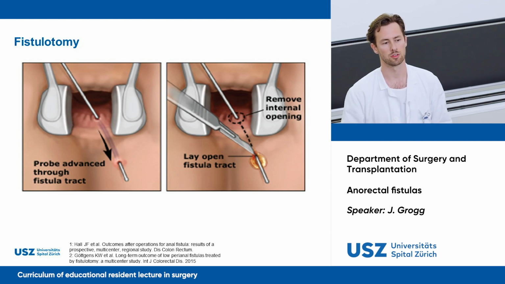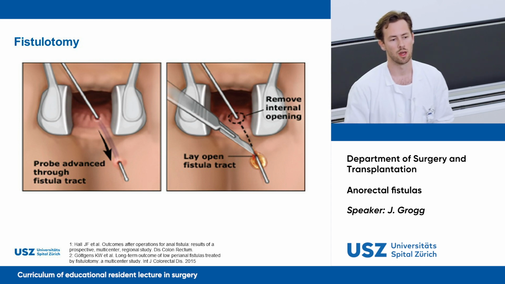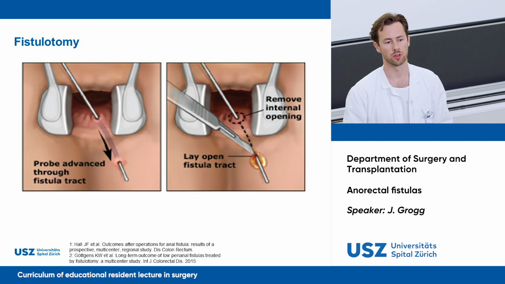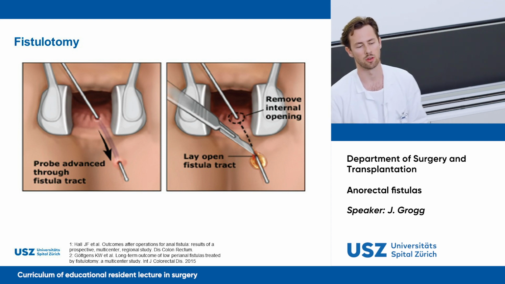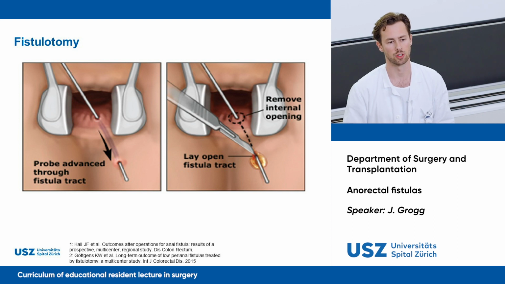Real quick, fistulotomy: the fistula tract is identified. It's important to identify the inner opening, and then it's laid open surgically, and usually then an open wound treatment with wet-to-dry packings and regular washing of the wound is applied.